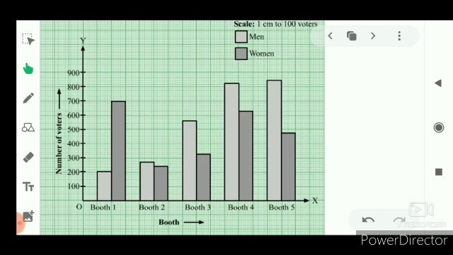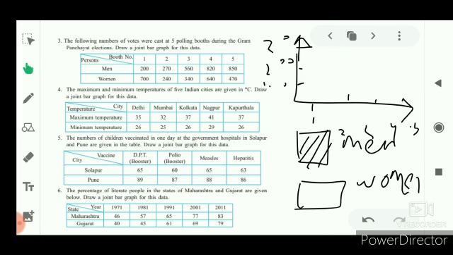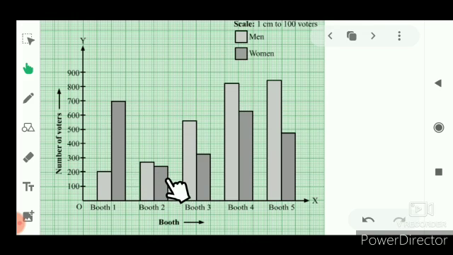Or we can take any design. So here this color indicates men. It means that on booth number 1, men have given 200 votes, while the women have given 700 votes. In booth number 2, men have given 270 votes and women have given 240 votes. Likewise, we can count the number of votes for each booth given by men and women in this graph.